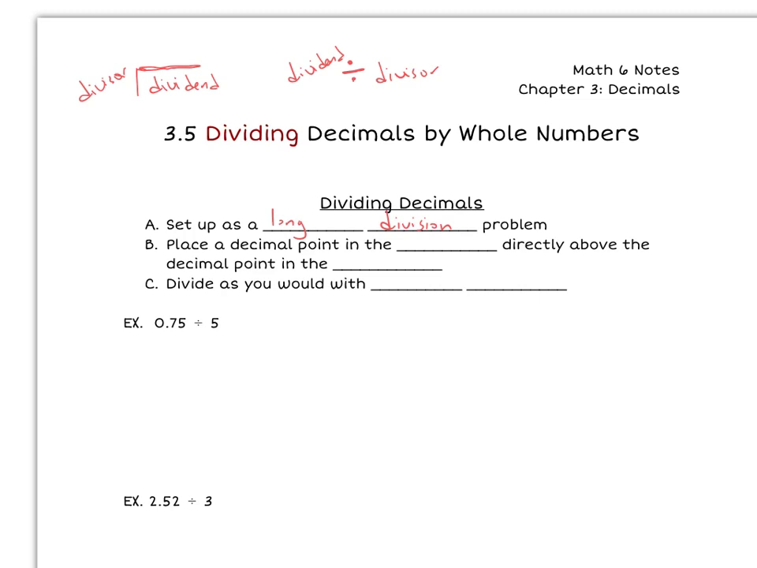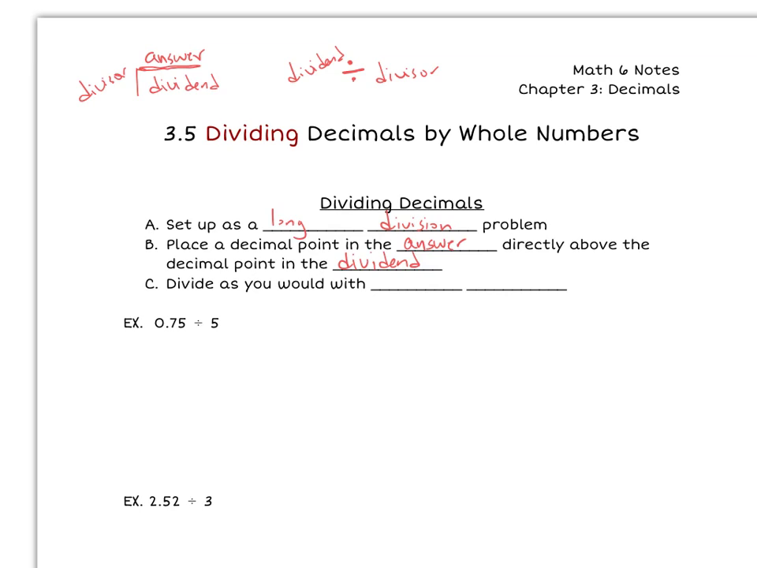Then you're going to look at your division problem. You're going to have a number underneath and a number on the outside, your dividend and your divisor. You're going to place a decimal point in the part on top that's our answer, another name for that is quotient. We're going to place our decimal point in the answer directly above the decimal point in the dividend. Does that part make sense?